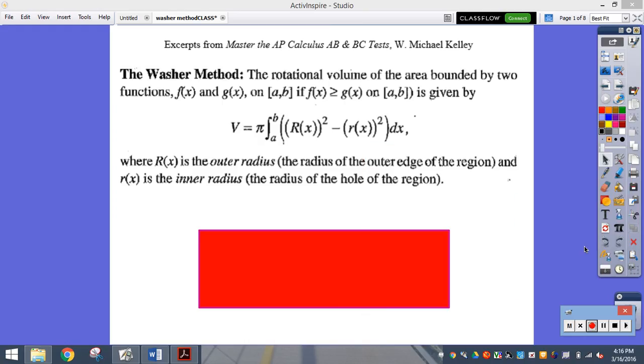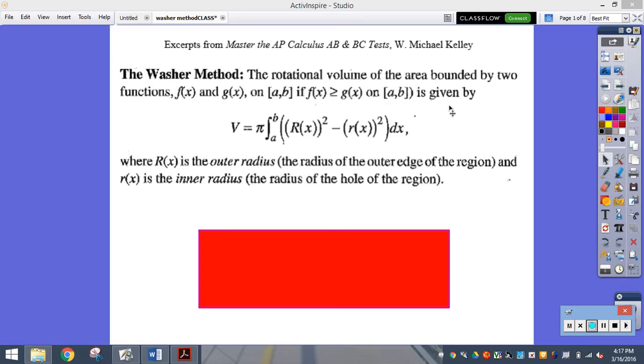Hello, this is Mrs. Taylor, and I'm going to introduce you to the washer method using an excerpt from Master the AP Calculus A, B, and BC Test written by Michael Kelly. It's an excellent book. In that book, it states that the washer method is used to get the rotational volume of the area bounded by two functions, f of x and g of x, on the interval a to b if f of x is greater than or equal to g of x on the interval a to b.